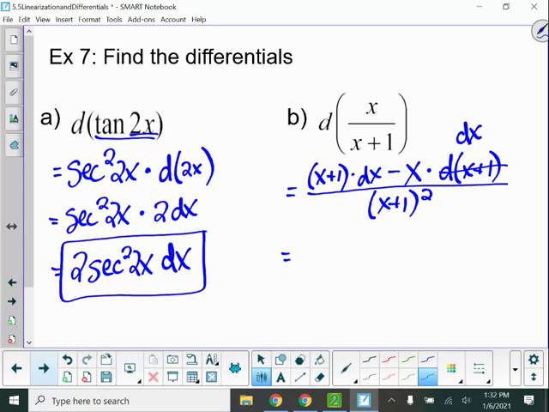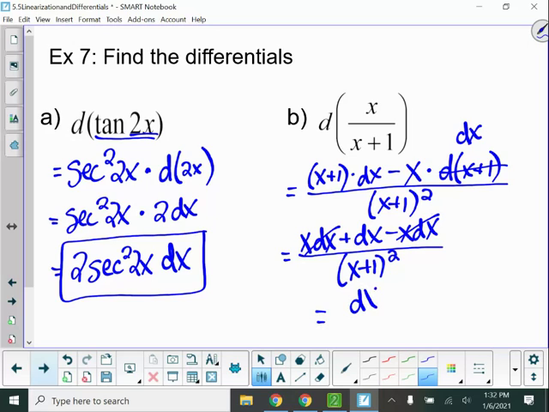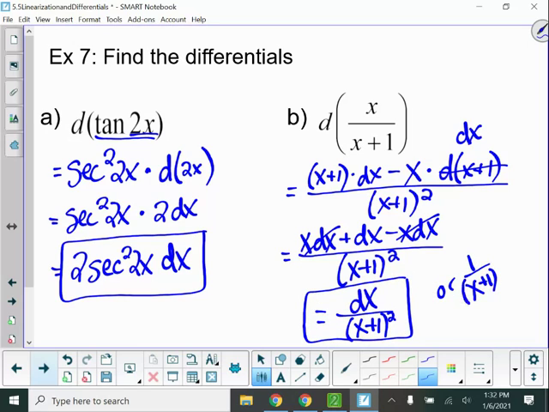Now this first dx, I do have to distribute. So I'm going to get an x dx plus a 1 dx. X times dx is x dx, so that's a minus x dx, and then all over x plus 1 squared. My x dx cancels out. So I'm left with dx over x plus 1, the quantity squared. You could also write that as 1 over x plus 1 squared and then pull the dx out to the side. But in most cases, you will see the dx on top of that fraction.